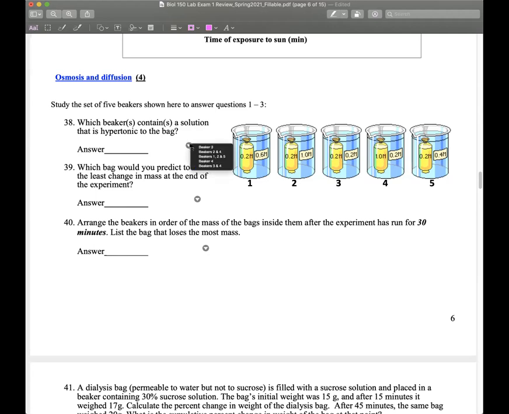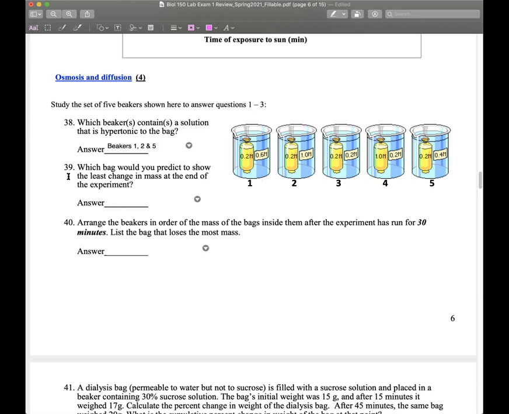All right, we have a little drop-down menu here. Is it 1, 2, and 5? Yes, that is correct. 1, 2, and 5 are all beaker solutions that are hypertonic compared to the solution inside of this bag. So 0.6 is greater than 0.2, 1 is greater than 0.2, and 0.4 is greater than 0.2. So those are the hypertonic solutions.